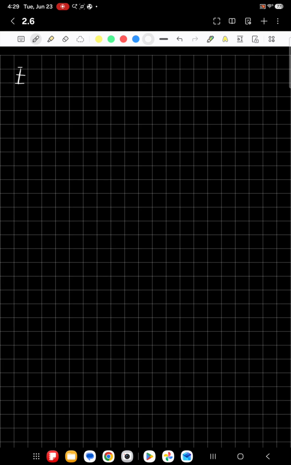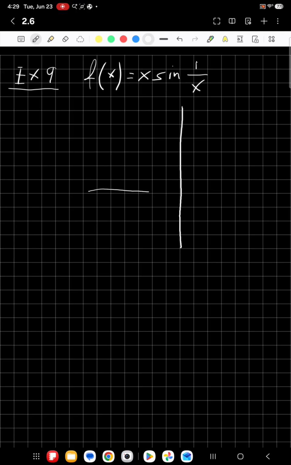Now example 9. This one is basically very similar to the previous one, but it has an additional variable x in front of that sine. So it's x sine of 1 over x. Yeah, so let's look at the graph. The graph is interesting. Again, you should graph it properly.